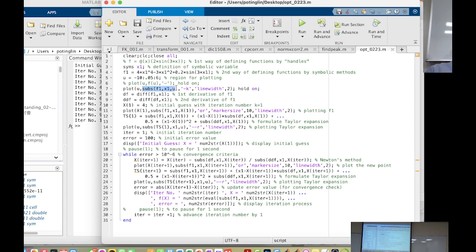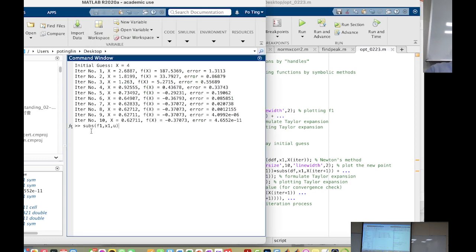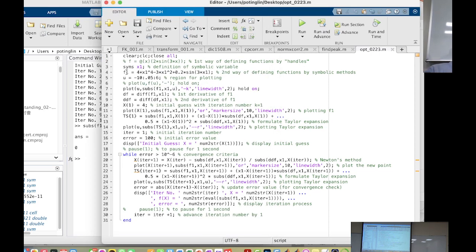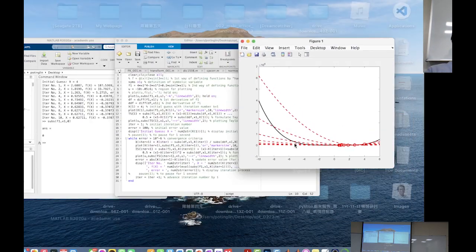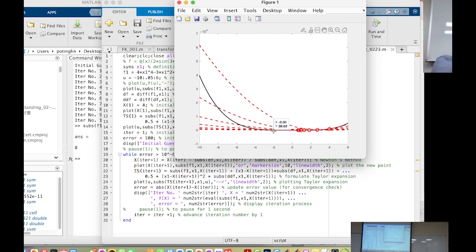If I substitute by 0, see? If I plug in 0, the function actually has a smaller value of 0. But the problem is this function, when it's close to the bottom, is so flat. The slope is so flat.